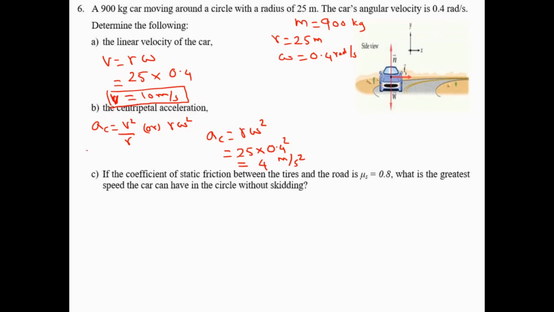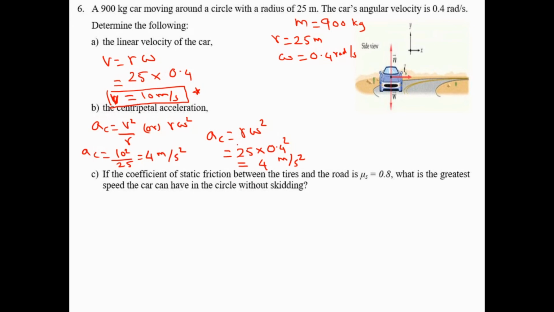So let's try it with the other formula also. What is the centripetal acceleration if you use v square over r? I'm going to take v from the first part, which is 10 square over the radius 25. What will be the answer? 10 square over 25 gives you 4. So the same answer comes, 4 meter per second square. Either you can use the first one or the second one.